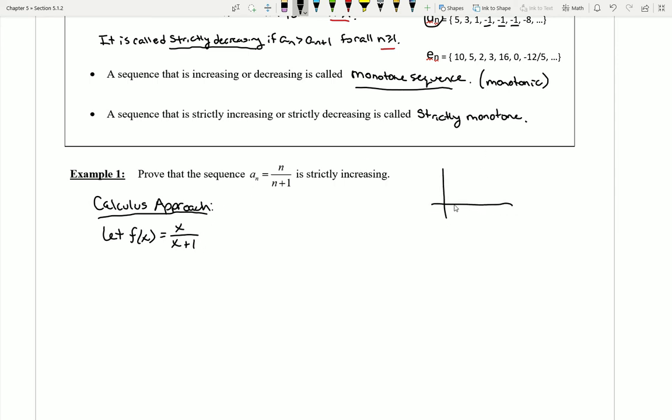Remember that we saw in the last section that if I have a function f of x and my sequence just corresponds to kind of dots along that function, then I could probably say that if my function tends to be increasing on a given interval, then my sequence is increasing on that same interval. So I want to go ahead and determine if my f of x function is increasing or decreasing and where that happens. Of course, to determine that, we would calculate a derivative.